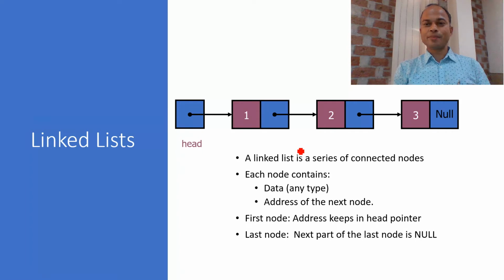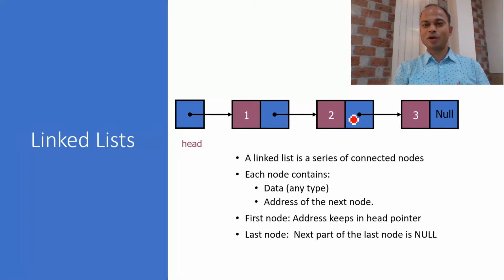Basically, if we talk about a linked list, the linked list is a collection of various nodes and these nodes are connected. So here we have node 1, node 2 and node 3. Every node consists of two parts, data part and address part. So data is here, suppose 1, and the address part contains the address of the next node. So here the next node is the second node.